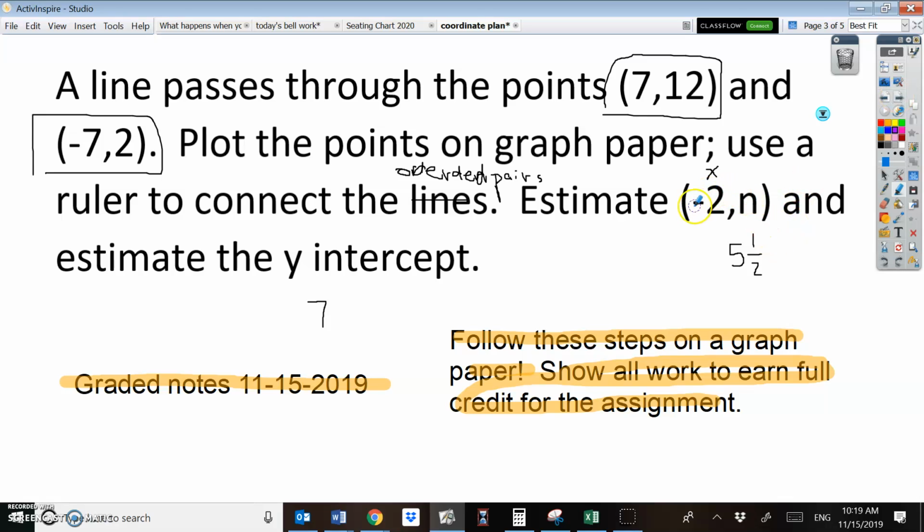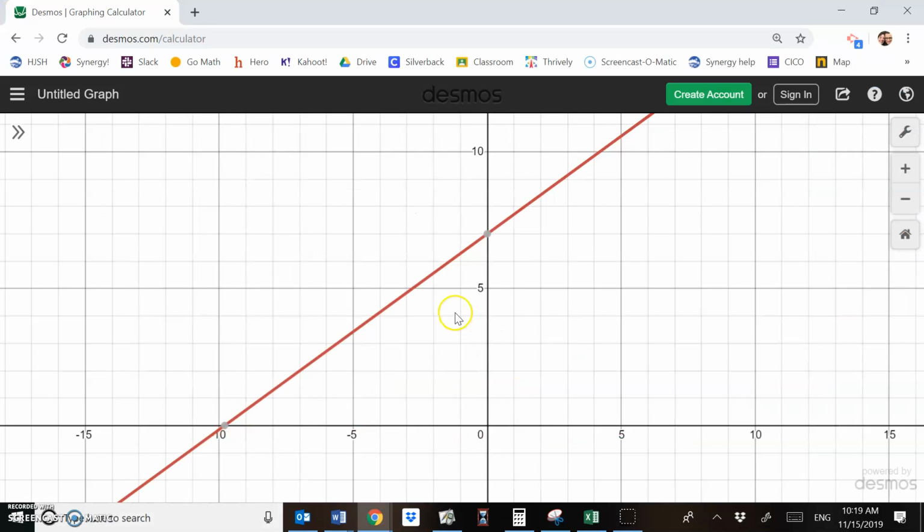We estimated negative 2 to be at 5.5 for the y value, so let's go to x equals negative 2 and see what y equals. Here's x equals negative 2. We're very close. Y equals 5.571.